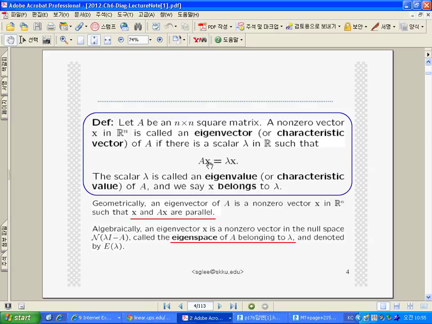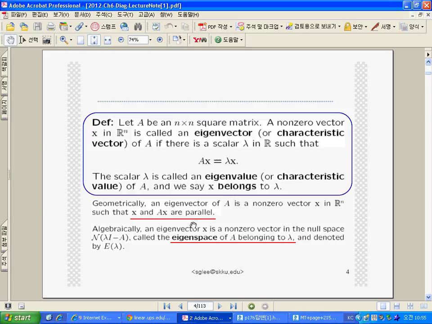We call the non-zero vector x an eigenvector of matrix A if there exists a scalar lambda such that AX is equal to lambda x. And we call this lambda an eigenvalue of A corresponding to the eigenvector x. Geometrically, this means x and AX are parallel for the eigenvector x.